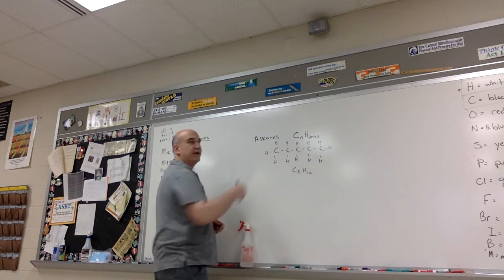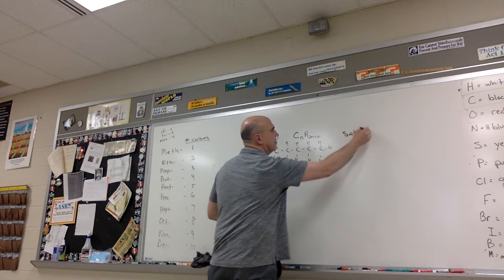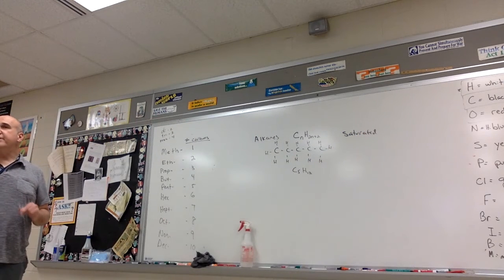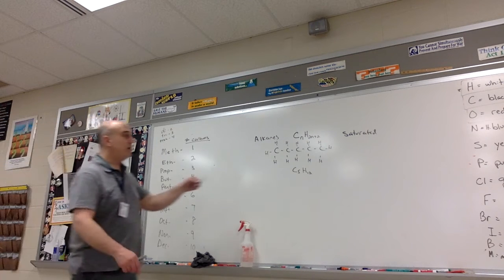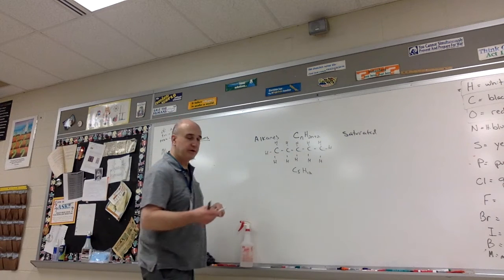these are all saturated, right? The alkanes are what we call saturated. They're saturated because nothing else can attach to it. As much stuff is attached as possible. That's where saturated is. If I want to make a double bond here, I have to unsaturate it, right?